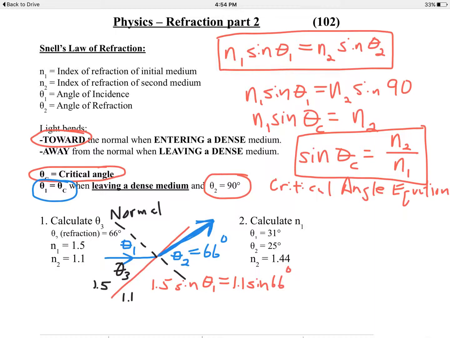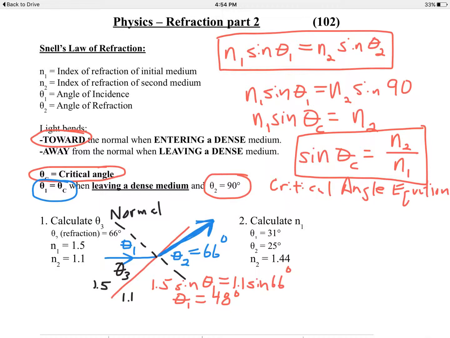So I know everything in that Snell's law except for theta sub 1, and if I go to my calculator and plug it all in, theta sub 1, the angle of incidence here, should come out to be, I believe, 48 degrees, if I calculated that right. That's my angle of incidence.